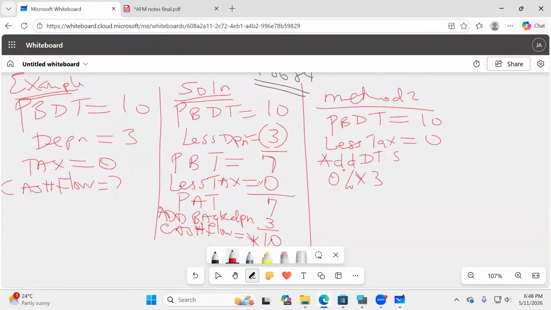It's called the depreciation tax shield. You take the rate of tax times depreciation. So 0 times 3 will again give me 0. Remember, tax is to be deducted, and this one is being added. So whatever we get here is what we call cash flow, which gives us 10.